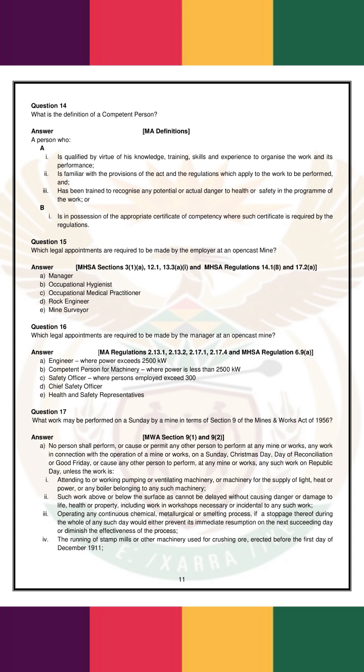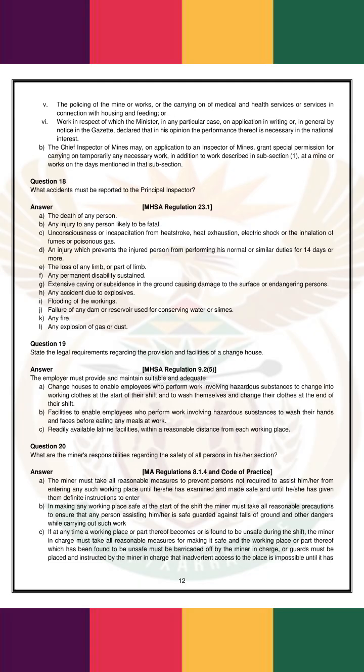4. Old machinery, stamp mills or crushing machines built before December 1911. 5. Critical services, policing, medical, health, housing, or feeding services. 6. National interest, work approved by the minister as necessary. Special permissions: the chief inspector may approve other work temporarily if applied for.